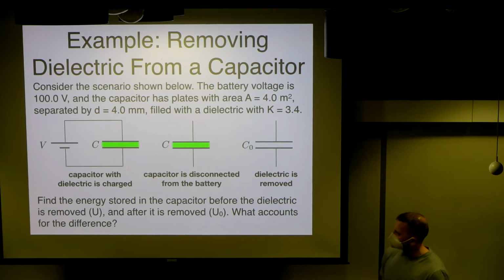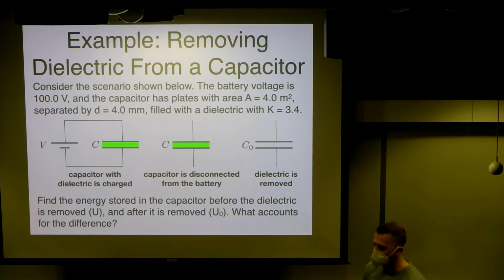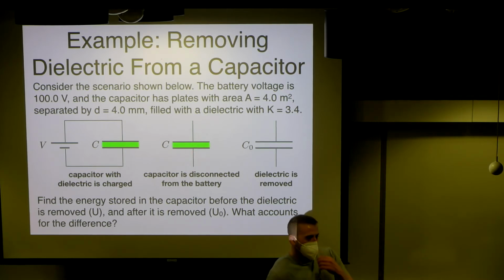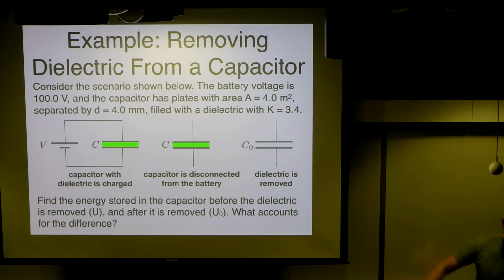Now, let me ask you this. Between this second step and this third step, what's remaining constant? Is it the charge on the plates, or is it the voltage across the plates? The charge. All right, and why is that again? Yeah, basically it has nowhere to go. There's no path for it to move anywhere else, so it has to stay on the plates. But the voltage could potentially change. So the charge is going to be the same between these two cases, okay? Important to be able to see that.